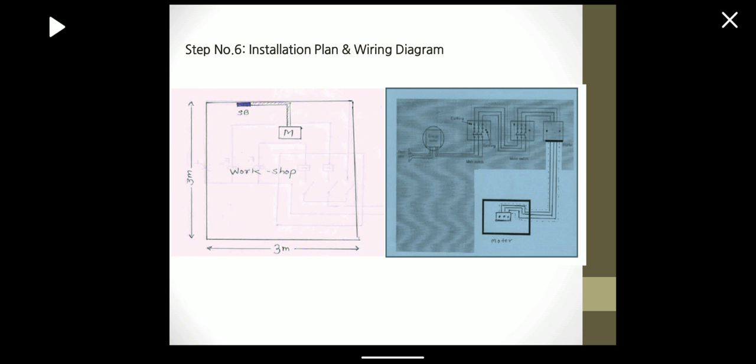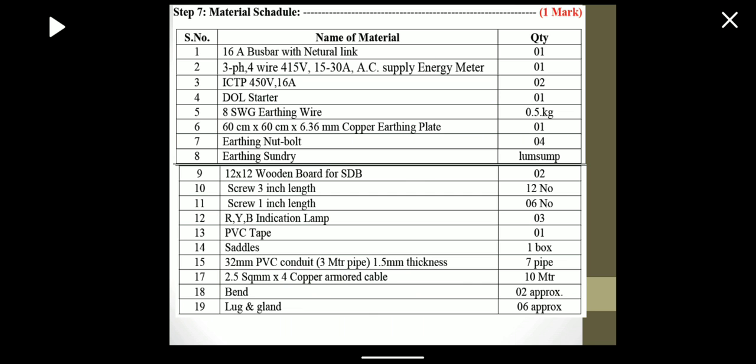First, the 3-phase input which is taken from the pole is given to the energy meter. Then the energy meter is connected to the ICTP. This is the main switch board. Then the ICTP is connected to the switch board. It is also 3-phase ICTP. Then it is connected to the starter and then the starter to the motor. So this is the wiring diagram.